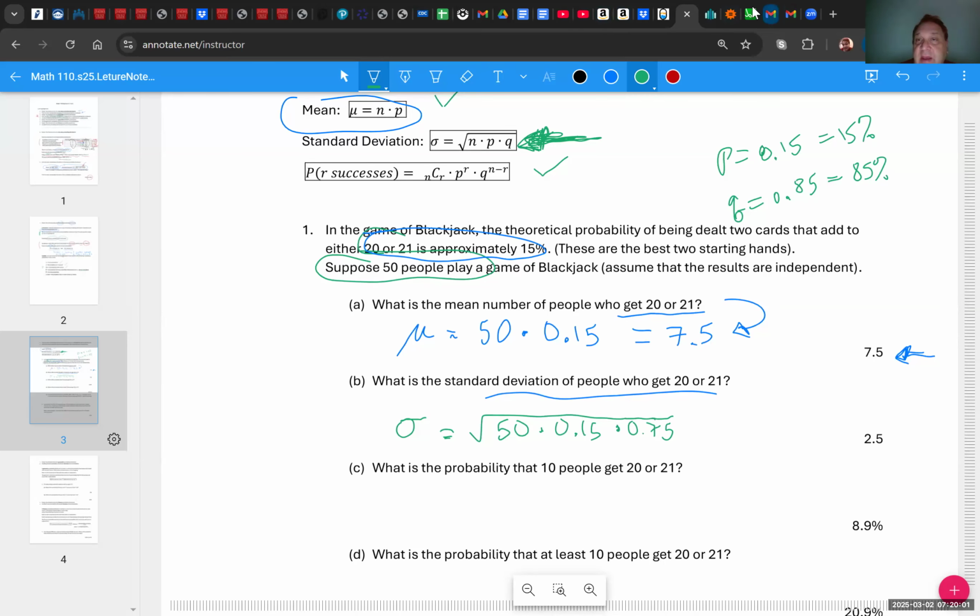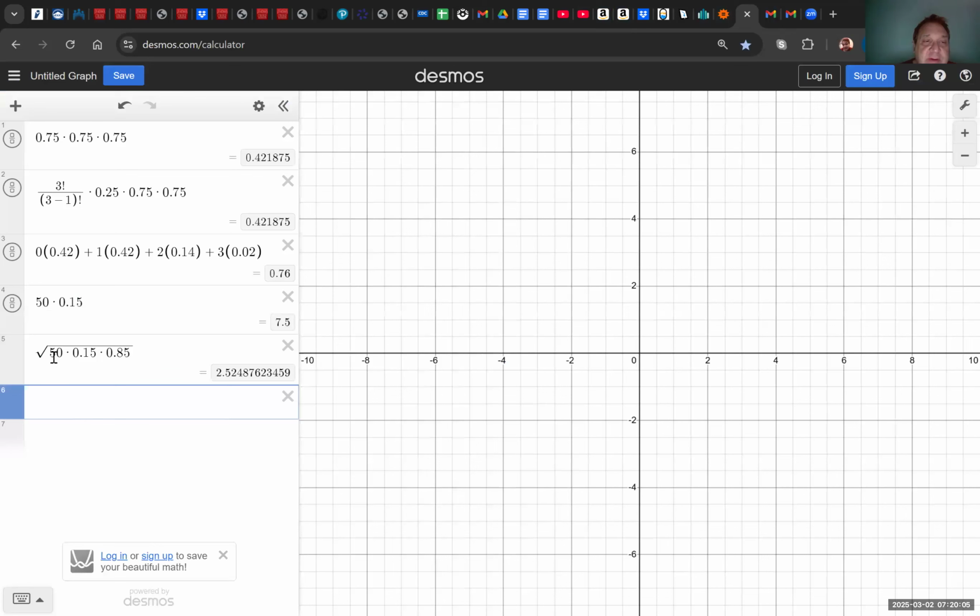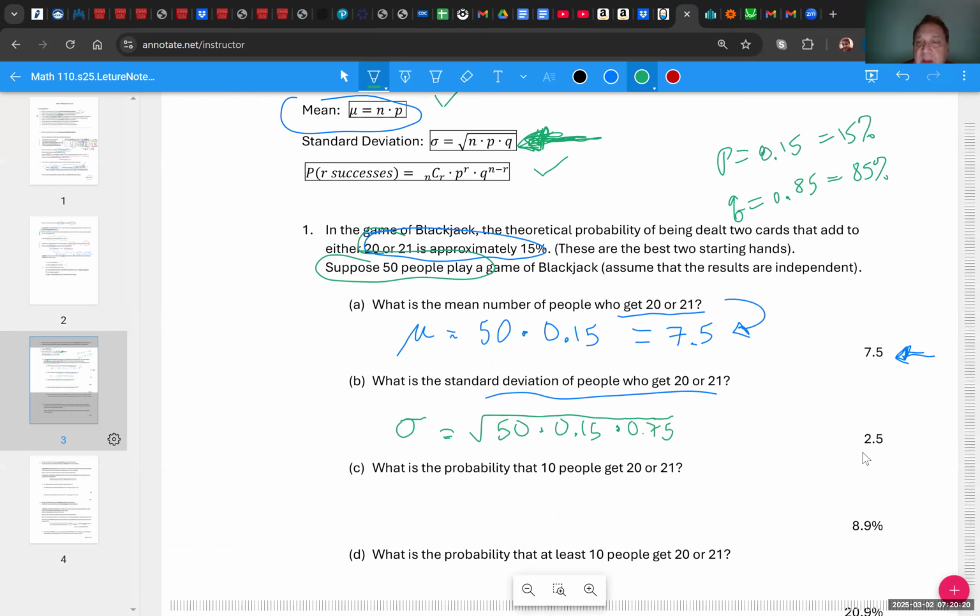And of course, I did do that on Desmos. I checked. It's right here. Square root of 50 times 0.15 times 0.85. That's n times p times q, which is about 2.5248, some number there. I think I rounded it to 2.5 just to make it easier to talk about the calculations. Yeah, there's 2.5. So that's our standard deviation.